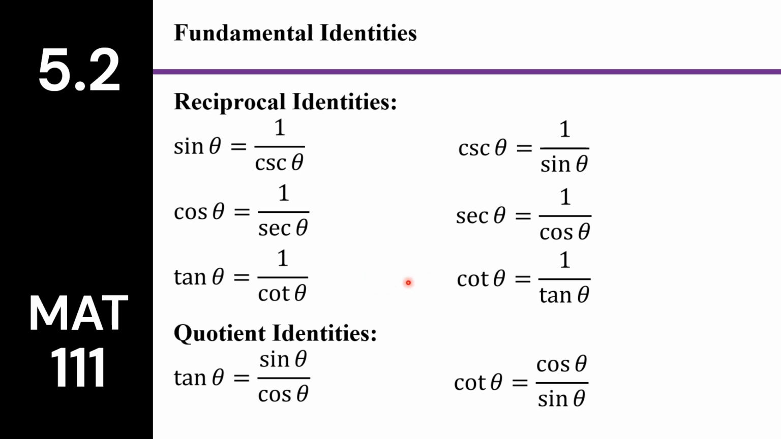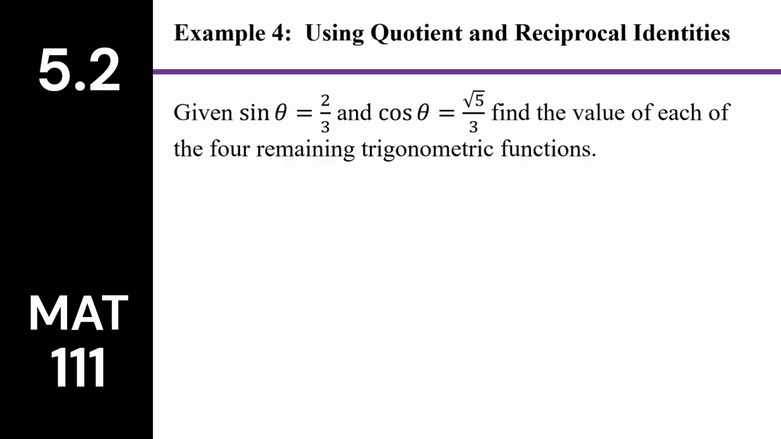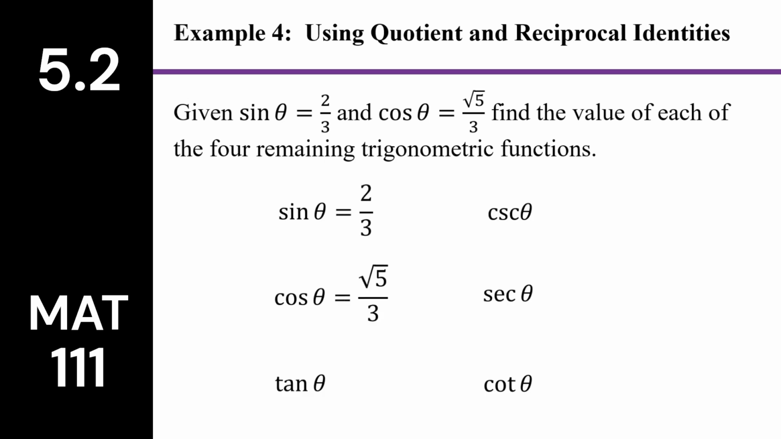And tangent and cotangent are reciprocals of each other. Additionally, we have a quotient identity of the tangent equals the sine over the cosine, and the cotangent equals the cosine over the sine. In this example, we're given the sine and the cosine, and we're asked to find the value of the other 4 trig functions. Of the 6 trig functions, we know the sine is 2/3 and the cosine is radical 5 over 3. To get the other 4 values, we're going to use our fundamental identities.